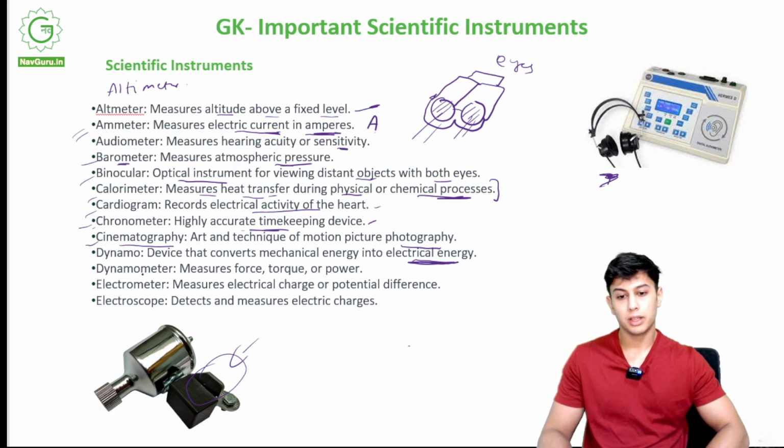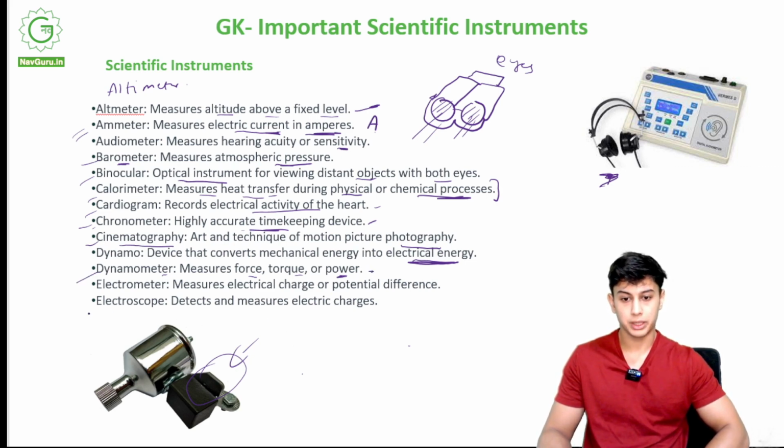Dynamometer. Now what is a dynamometer? It measures force, torque or power. It measures the force, it measures the torque. Torque means force with a direction. When I'm opening a door, I'm pulling or pushing. So force with a direction is torque, and power. Of course, we know power.